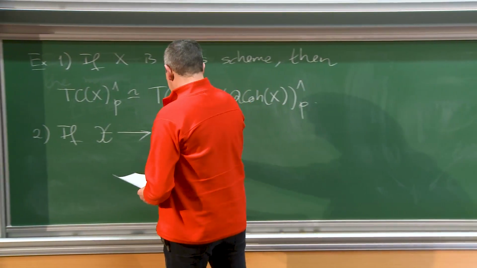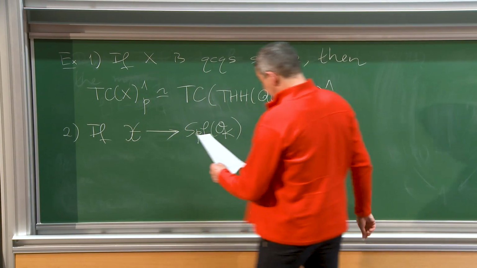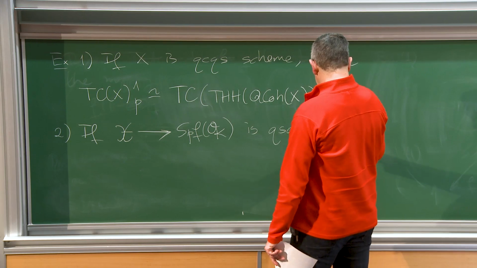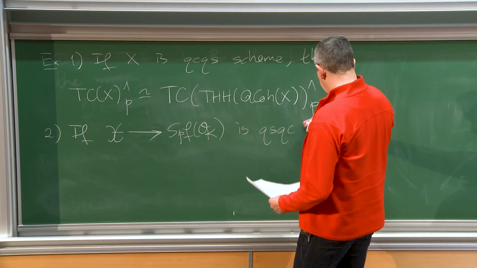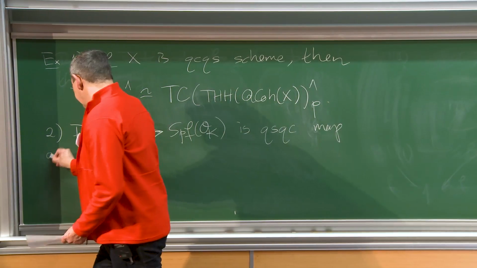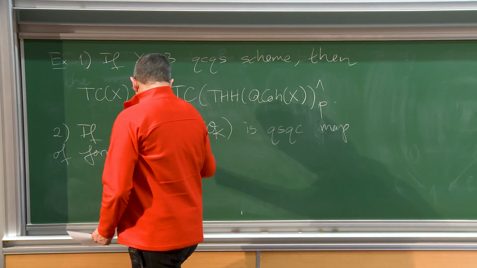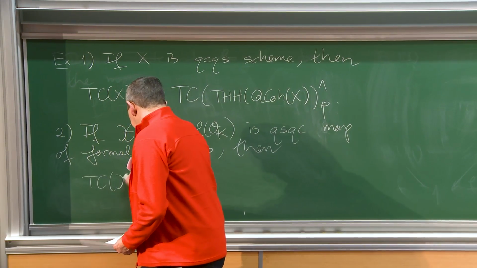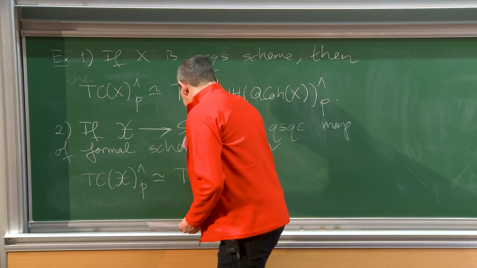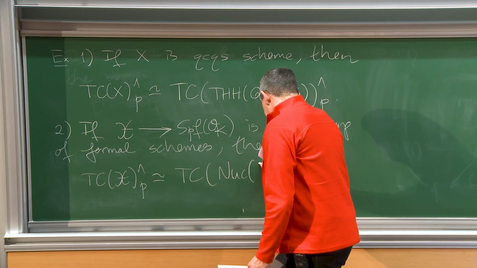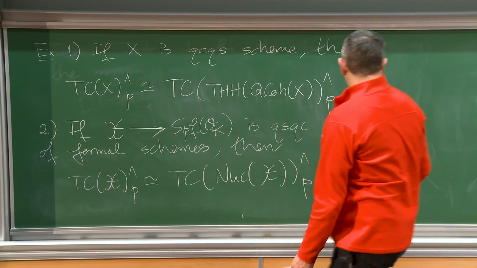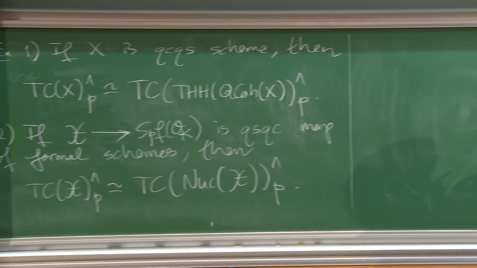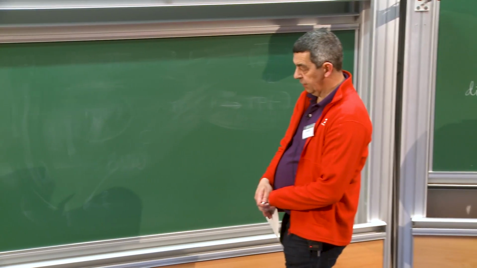Okay, so. Here I'm not so sure what to say. I'm going to say a QC-QS map of formal schemes. So then TC of X is TC of nuclear. But this is also understandable, at least if X is the formal completion along something.